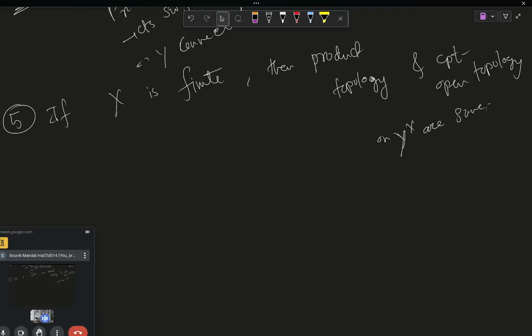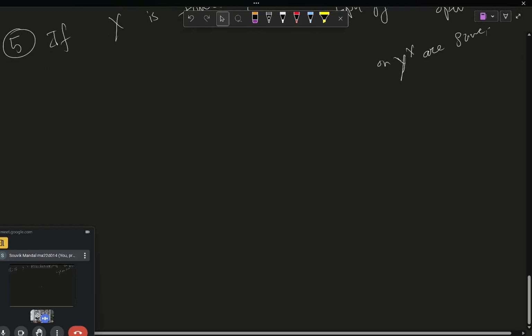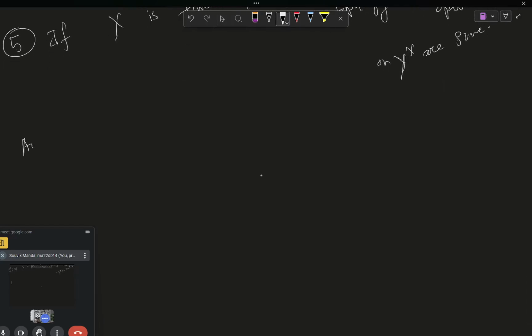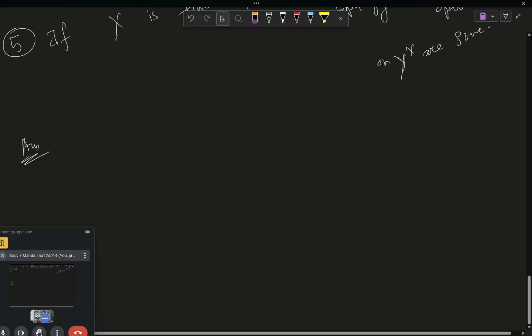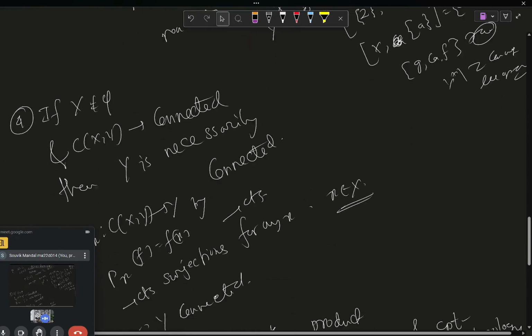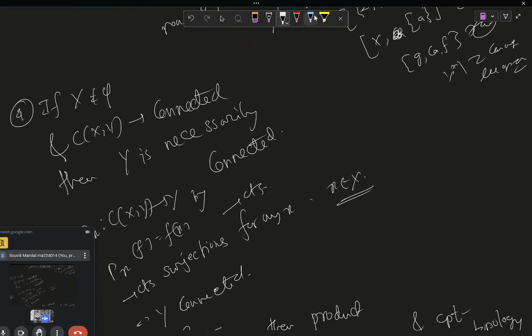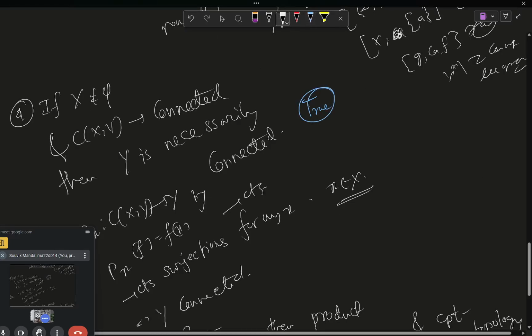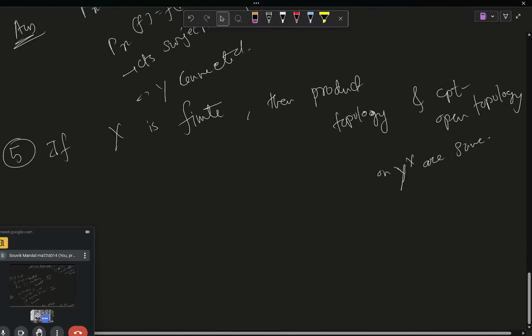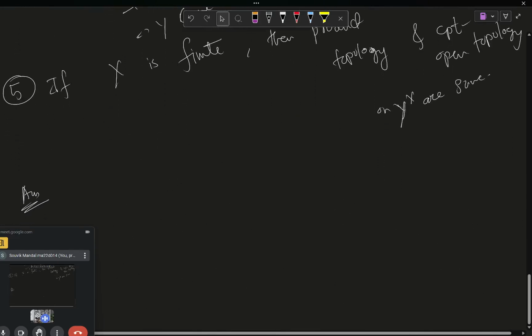Now, the thing is, if X is a finite set, then the product topology and compact-open topology on Y^X are the same. Okay, this is the question you need to answer. So what to do? By the way, for the last problem, I forgot to mention the answer is true. Okay, so here also the answer is actually true. So how to do it?